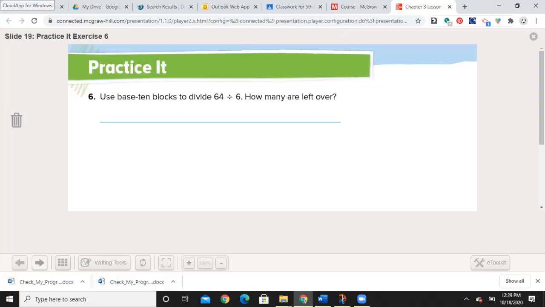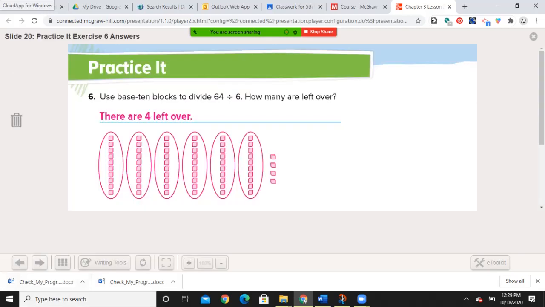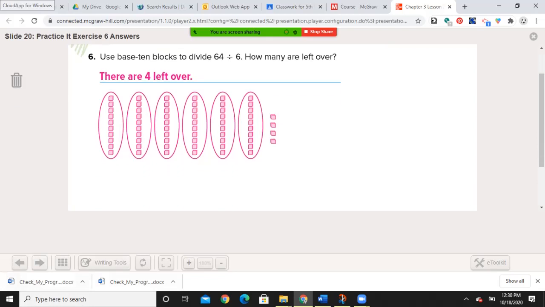Use base 10 blocks to divide 64 divided by 6. Are there any left over? Pause the video and come back when you're ready. You may pause now. Welcome back. Let's see how you did. There were 4 left over. And by now you might start seeing the pattern. Well, there's 6 groups of 10 and there's not enough ones; there are fewer ones than there are groups. That 4 left over might have been something that was already there for you.